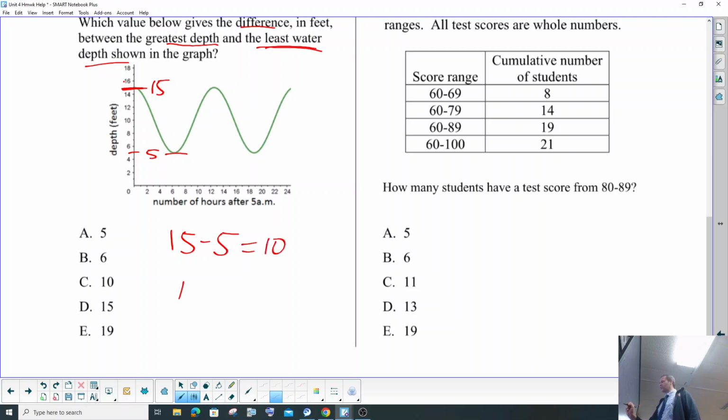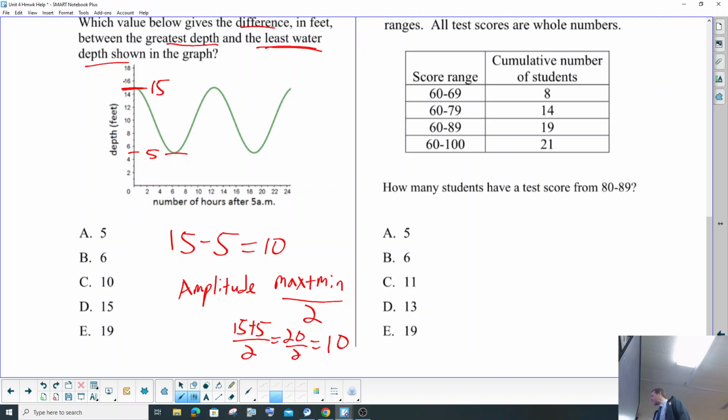Another way to do it, this is actually called the amplitude. And so with a sine-cosine equation, the amplitude is your maximum plus your minimum divided by 2. That's another way to do it that I teach later on in this course. So 15 plus 5 is 20. And 20 divided by 2 is 10. Both work to get this distance, basically, right?